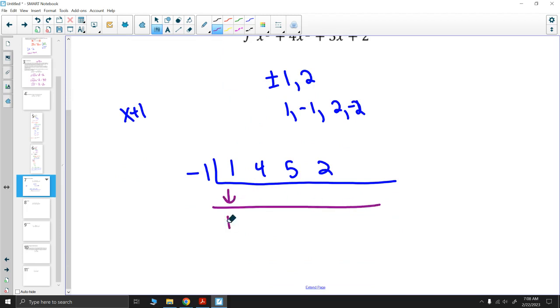So we bring the 1 down. -1 times 1 is -1. 4 minus 1 is 3. -1 times 3 is -3. 5 minus 3 is 2. -1 times 2 is -2. 2 minus 2 is 0. So that is a factor, because it has no remainder.